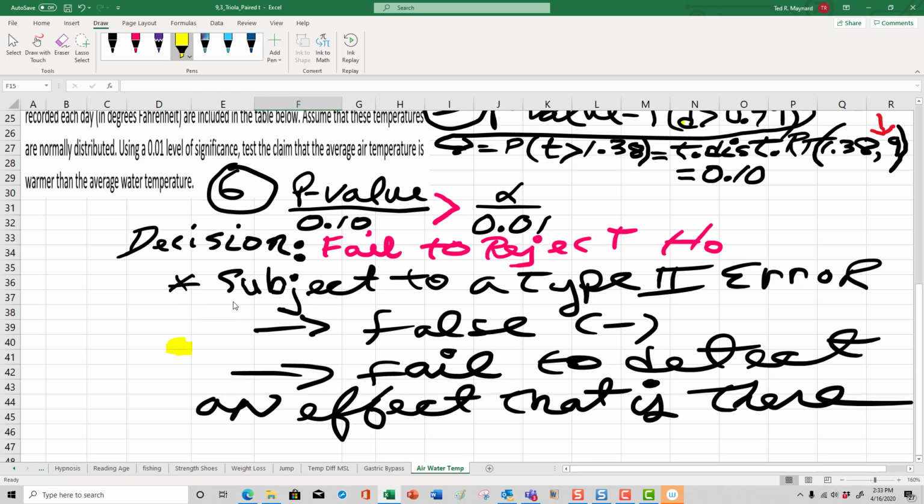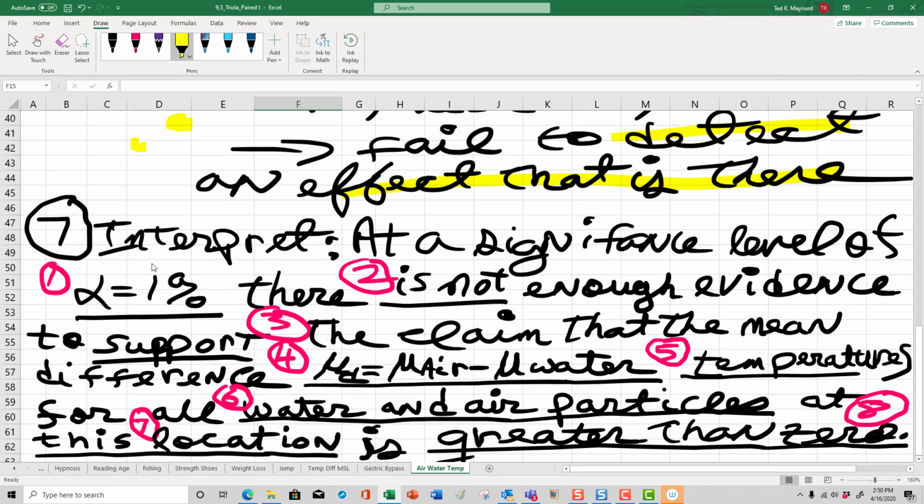In the decision step, you should consider errors. If you fail to reject the null, you're subject to a type 2 error. This is a false negative, or you failed to reject a false null hypothesis, or you failed to detect an effect that is there. In this case, the effect is that the mean air temperature is greater than the mean water temperature. The final step is to interpret in the context of the scenario presented.